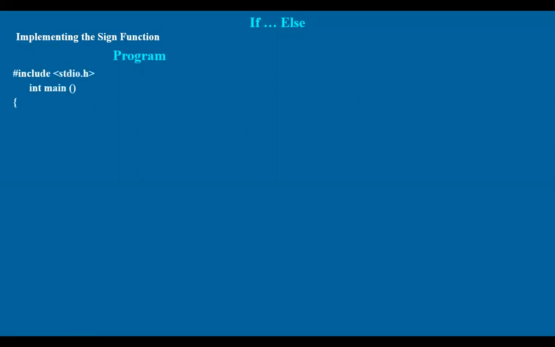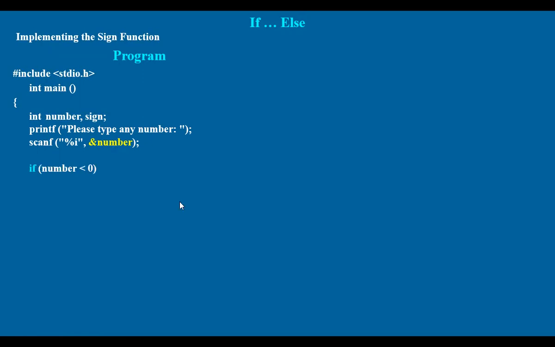So here it is. Let's take two integer variables, and we'll enter the number. The first one is the number that is taken from the system. If this number is negative, that is less than 0, sign is assigned as -1. Else, if the number is equal to 0, the sign is assigned as 0. And else, we have only one option left. It must be positive. Here, you need not write another if.